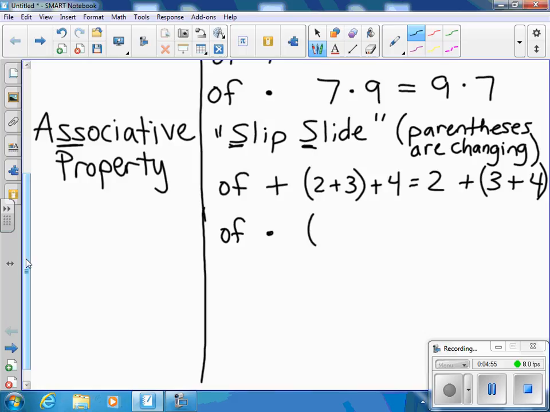So over here on the left, if I have 2 times 3 in parentheses and then times 4 behind it, that's going to equal the same thing as 2 times parentheses 3 times 4. Again, if you look on both sides, who's friends on the left is not the same people who are friends on the right, and that's how you know it's associative. So you do have to watch out for those parentheses.